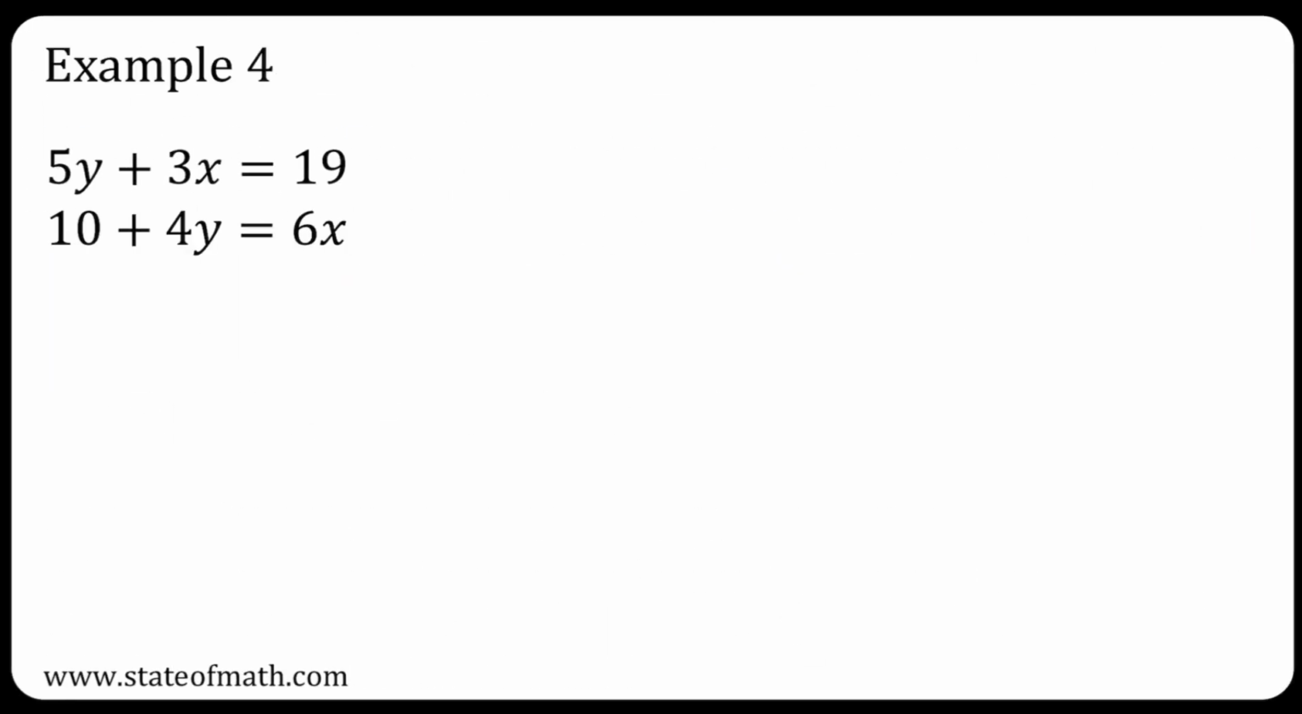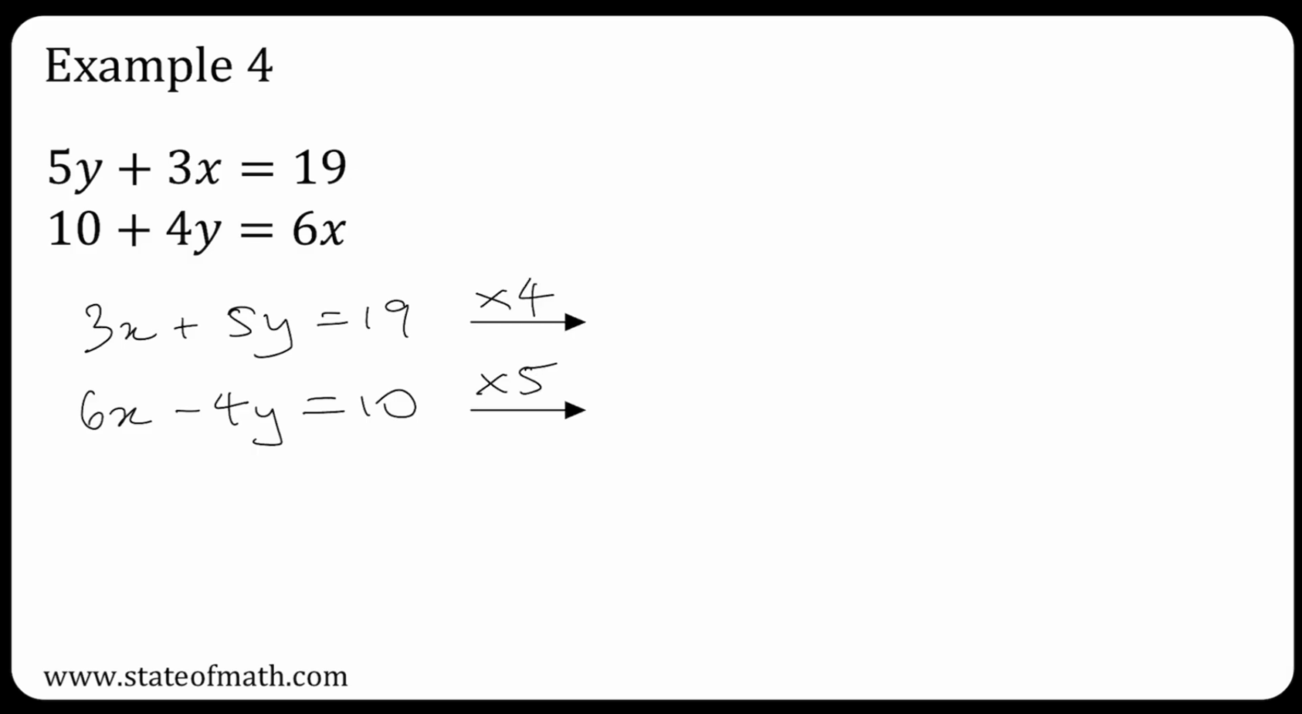In this example, the equations are not written in the usual xy format, so the first thing to do is tidy them up. I need the x, y, and the constant to be one underneath the other. So I will write the first equation as 3x plus 5y is equal to 19, and the second one as 6x minus 4y is equal to 10. Now, I will repeat the process of the previous example. I'll multiply the first equation by 4 and the second by 5. Doing so will give me the following two equations.